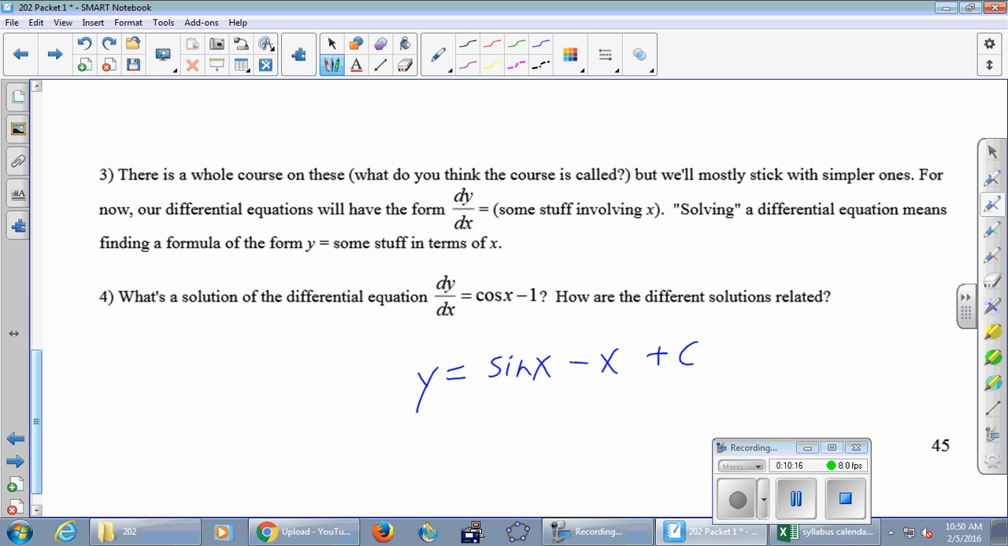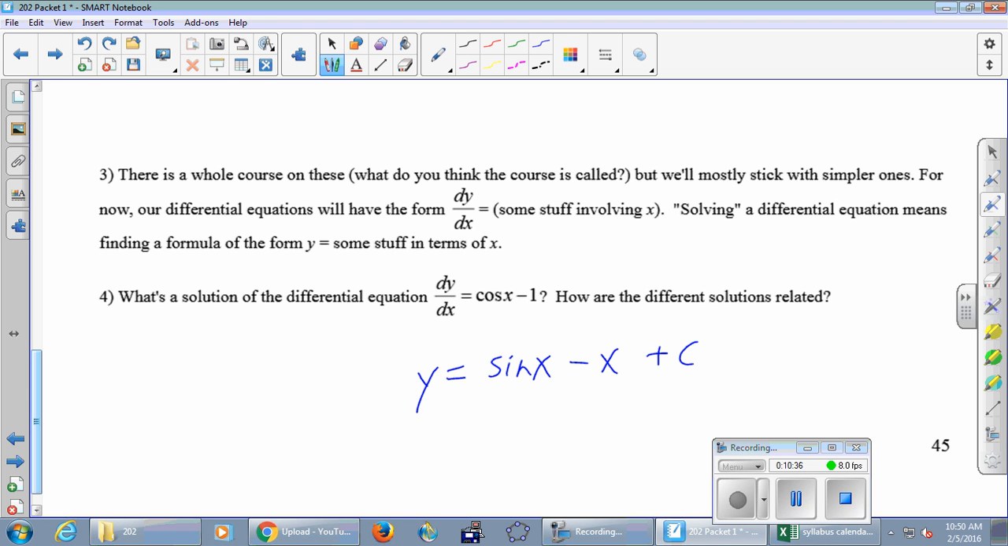So it says here, how are the different solutions related? Well, it's the same thing we talked about the other day with all this vertical shifting, right? So there's infinitely many solutions to that differential equation. They all look like that for some choice of this number plus c, okay?